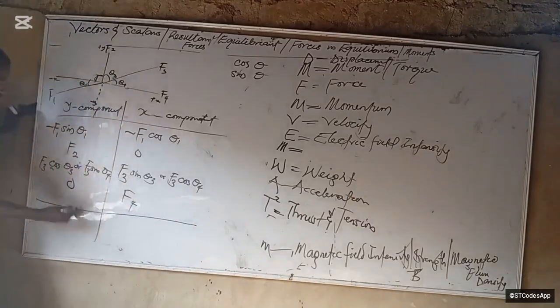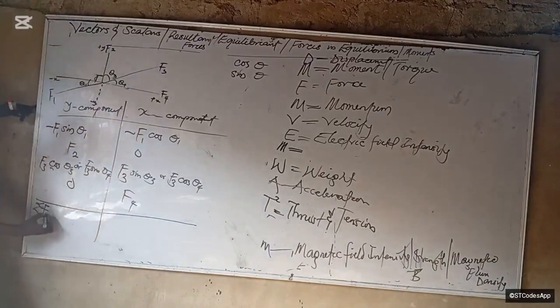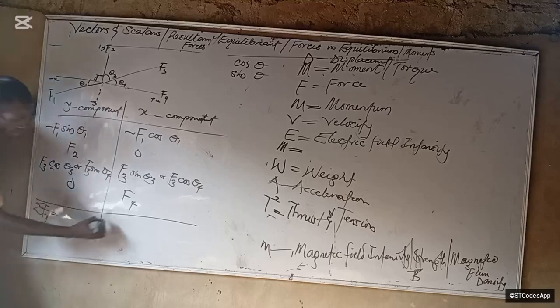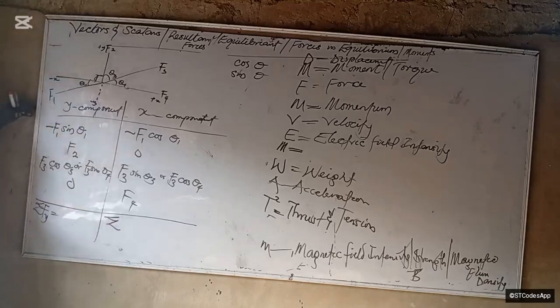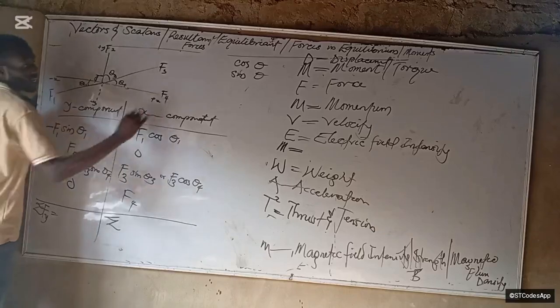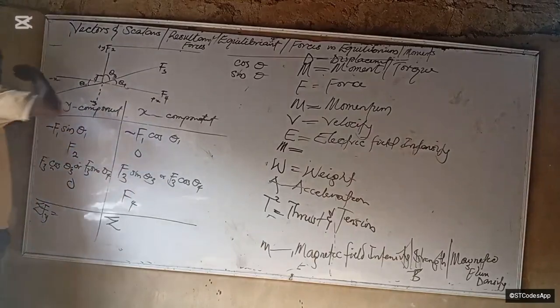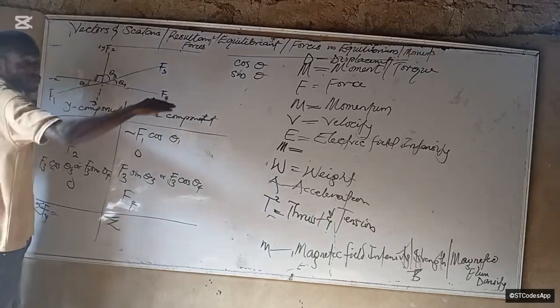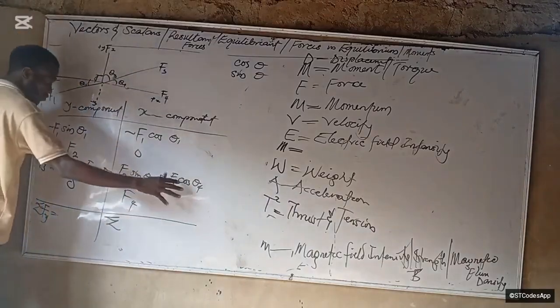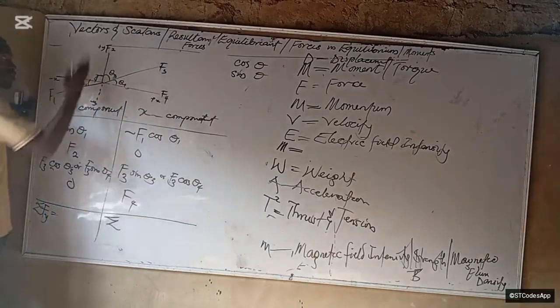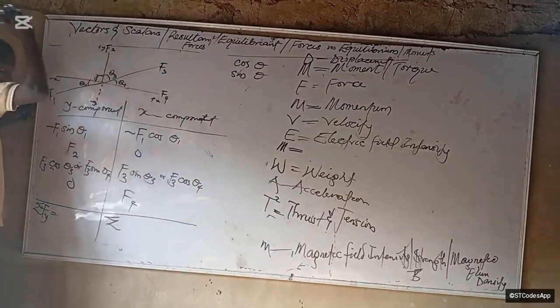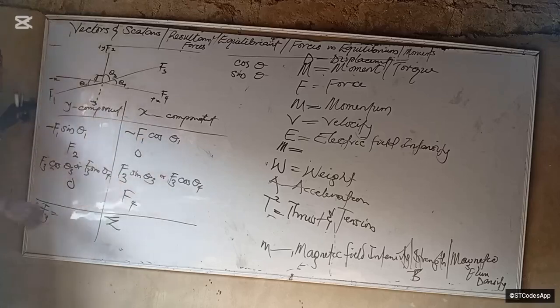Then we take the summation of all forces on the y-axis. Once a force is exactly on the x component, the horizontal line, you resolve it on only the x component and put 0 on the y component. And if it is only on the y component, resolve it on only the y component and put 0 on the x component.